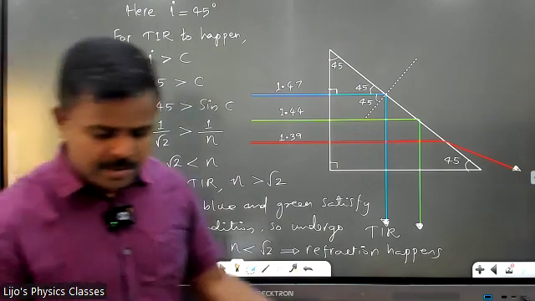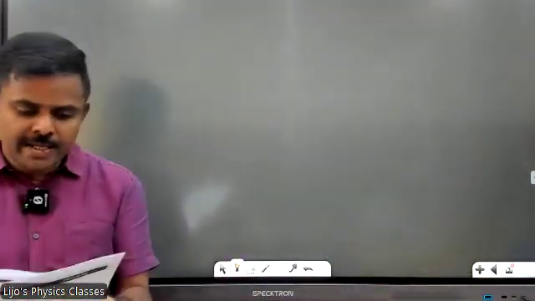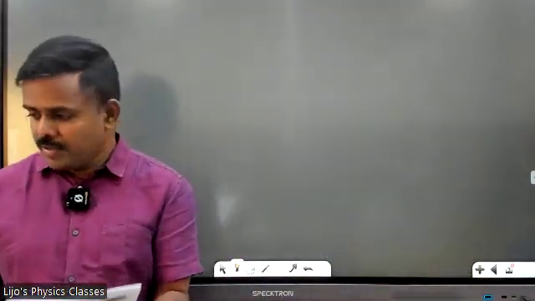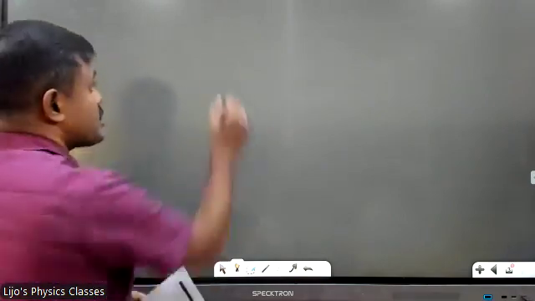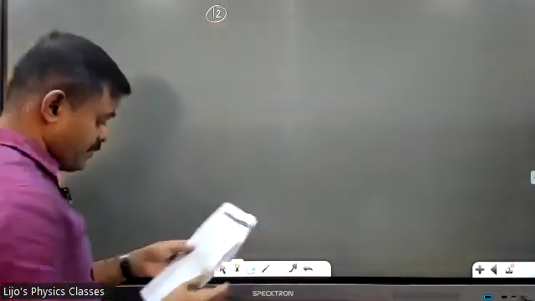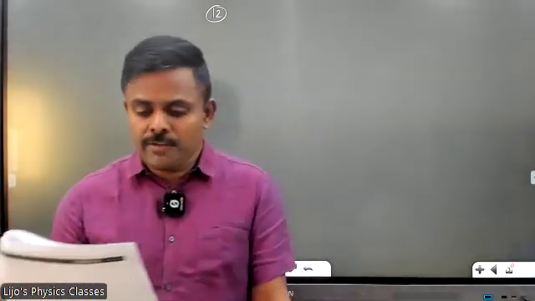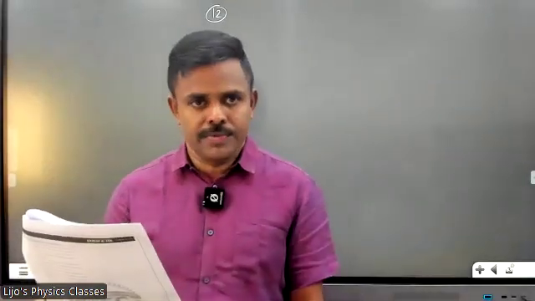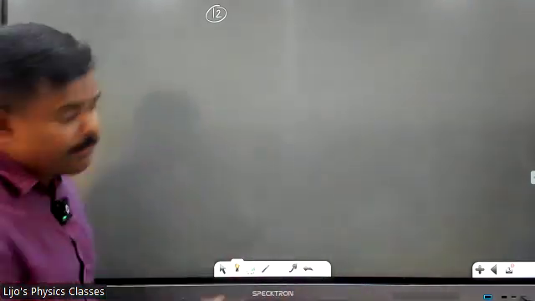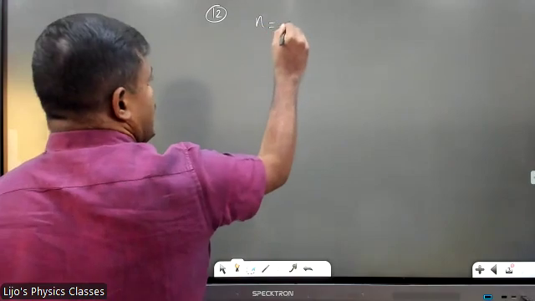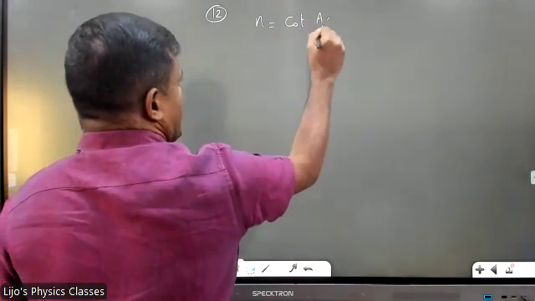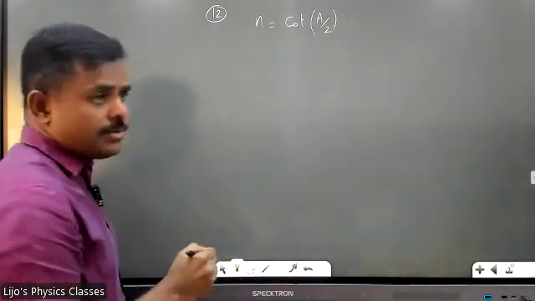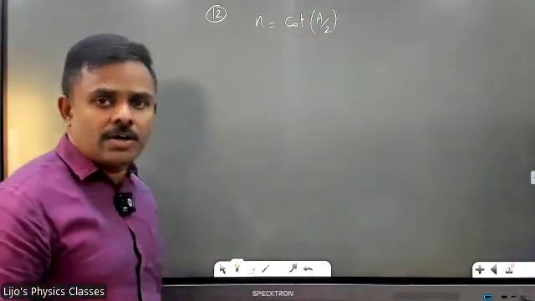Now moving to question number 12. Read the question, all of you. The refracting angle of a prism is A and the refractive index of the prism is cot A by 2. Show that the angle of minimum deviation is 180 minus 2A. They have given that the refractive index is cot A by 2.